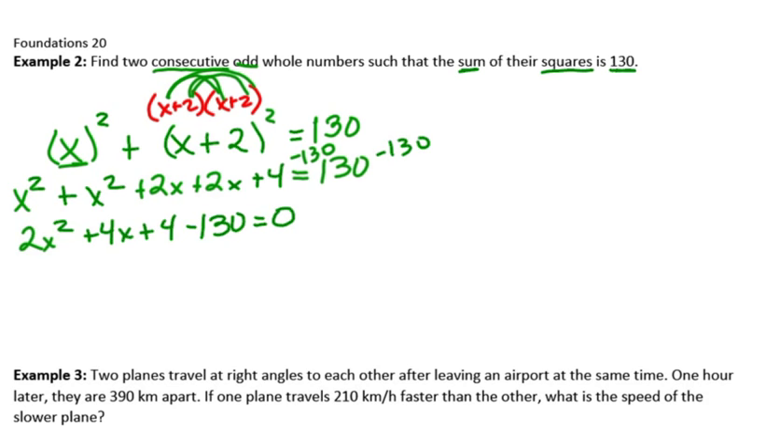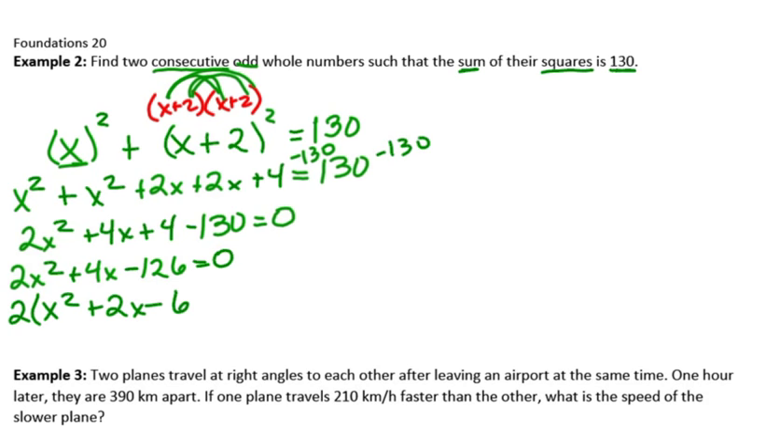Now it equals 0. 4 subtract 130 is negative 126, equals 0. Our first step is always to check if you have a GCF. These are all even numbers, so I can factor out a 2 from all of this. 2x squared divided by 2 is just x squared. 4x divided by 2 is 2x. Negative 126 divided by 2 is negative 63. So I need to find two numbers that will multiply to negative 63 and add to 2.